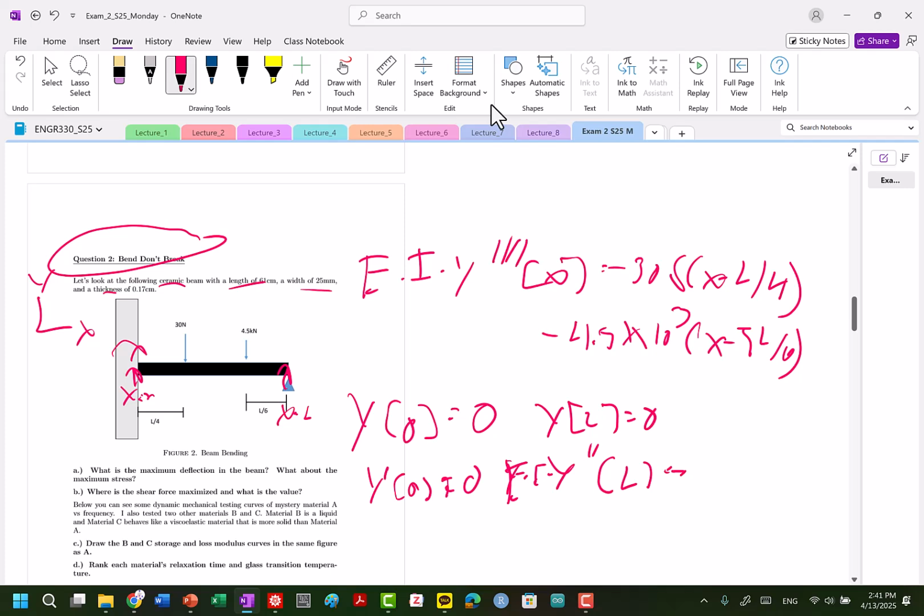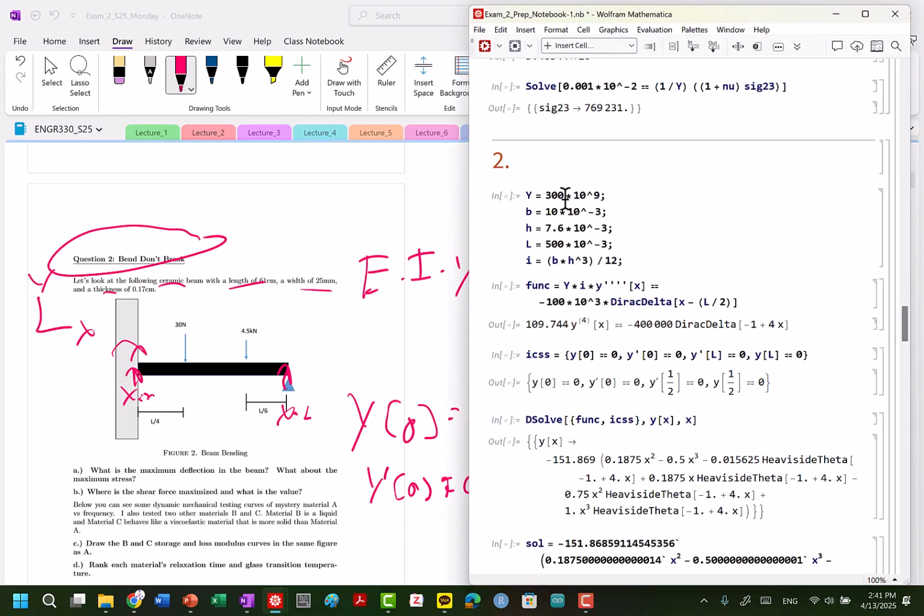So now we can move on and start to set up our solutions. What we're going to do is pull up our values. We have a ceramic beam, so 300 times 10 to the 9, length of 61 centimeters, a width, which is our b, of 25 millimeters, and a thickness of 0.17 centimeters. All right, we've got everything defined in here.